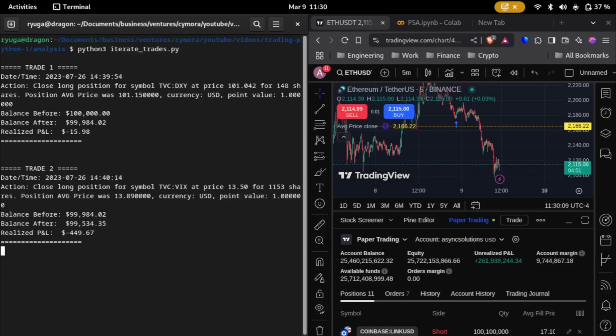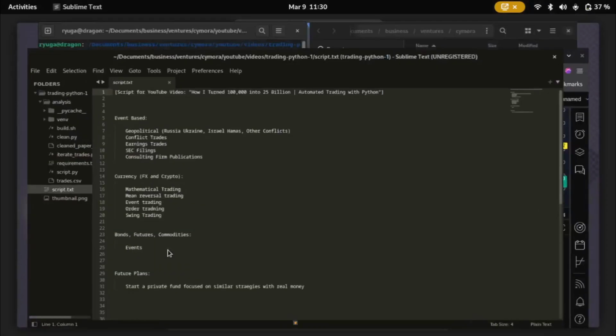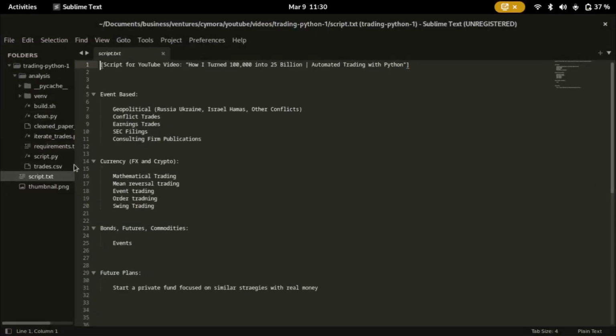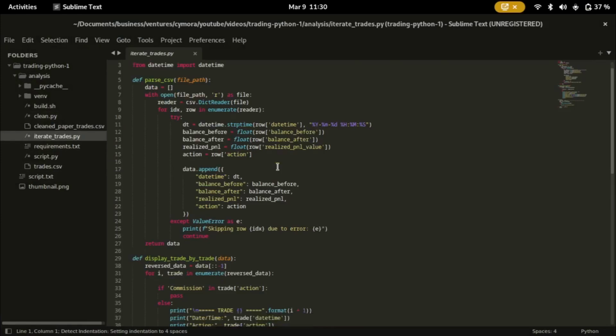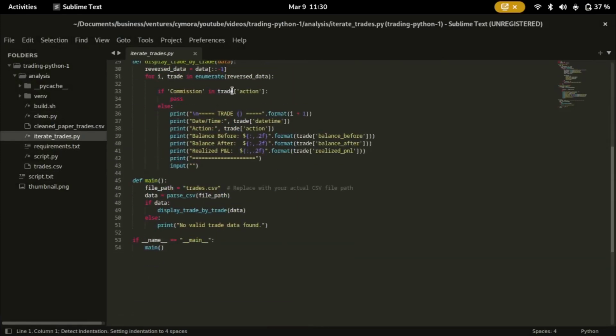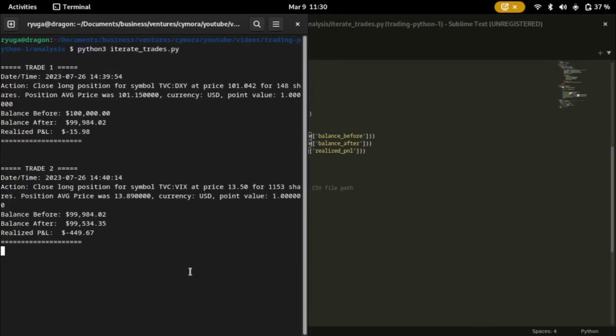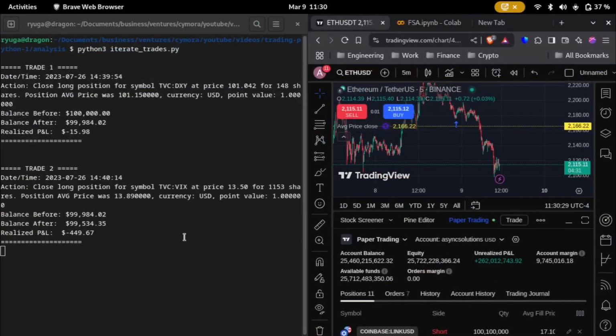On the second trade, I have about 630 trades to go through. Most of them are commissions, so I just skipped over them using this script here. I'll take that through iterate trades. Essentially, in this commission part, I skipped all of those. So the only trades we'll be going through are the ones that have a realized profit and loss. Now trade number two, this is me trading volatility.